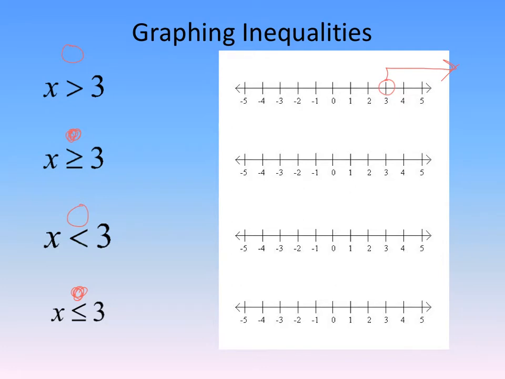Now for greater than or equal to, same idea, however. Now I'm going to have a closed circle on 3. That is closed. And then once again it'll be greater than, so it'll be going to the right.